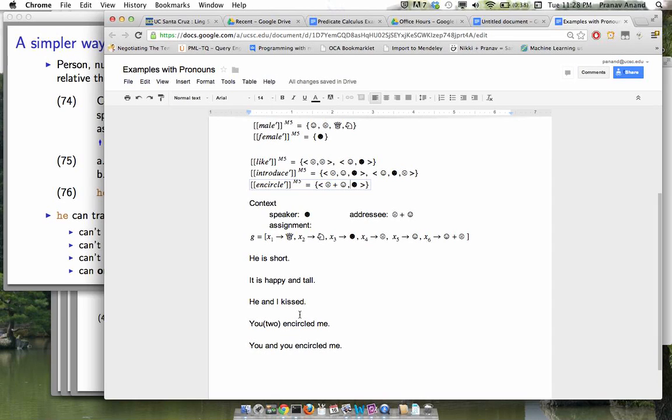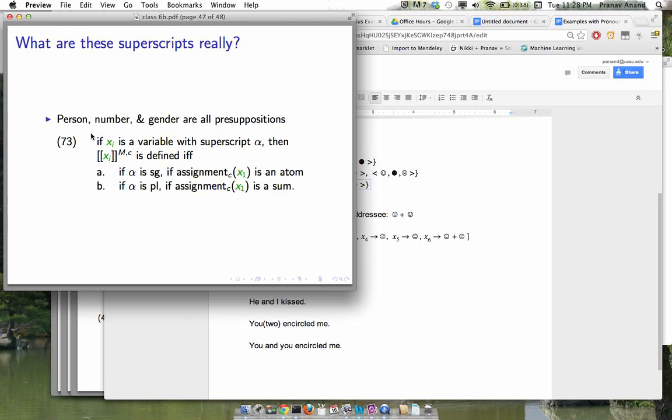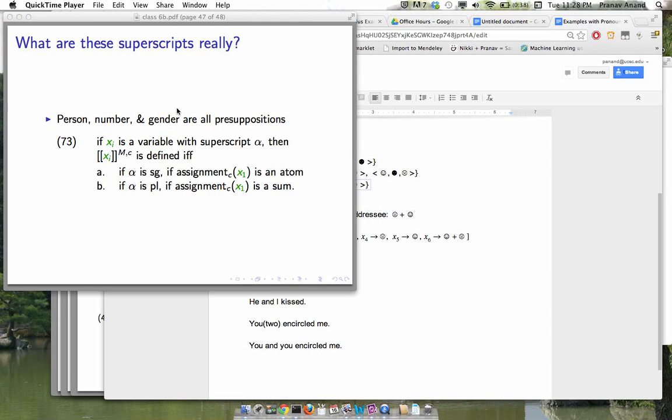Before I do that, I want to talk very briefly about a final slide I didn't get a chance to talk about in class. So I ended here, where I asked, what are these subscripts? And so we went through all these things about them being presuppositions, and then I said, but you don't have to worry about that. When we do translations, it might be useful to think of person, number, and gender as conditions on how those translations can happen.